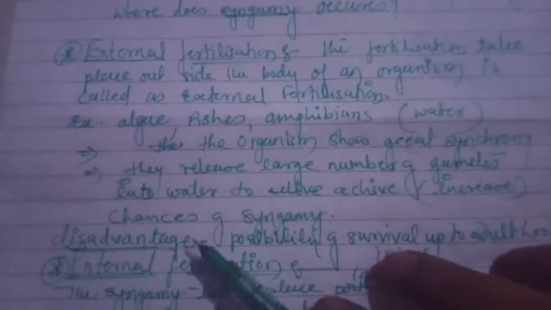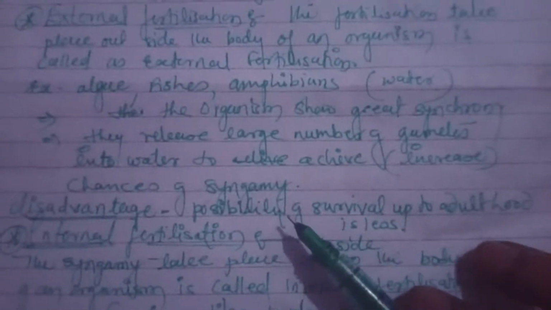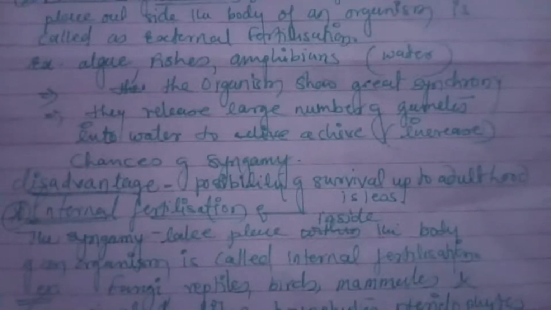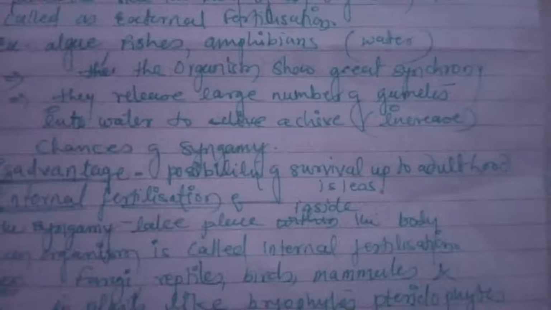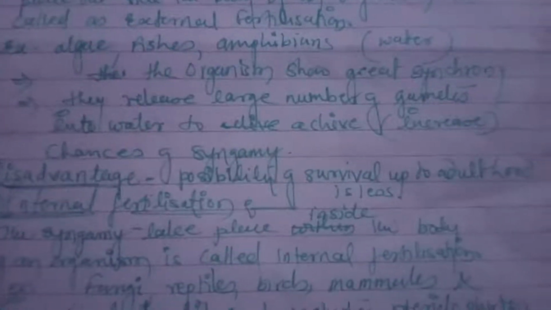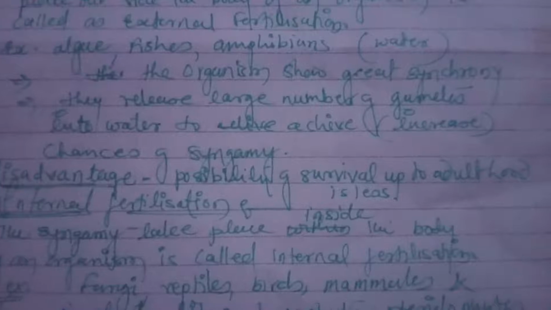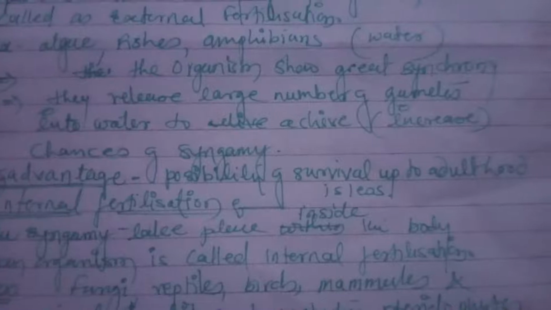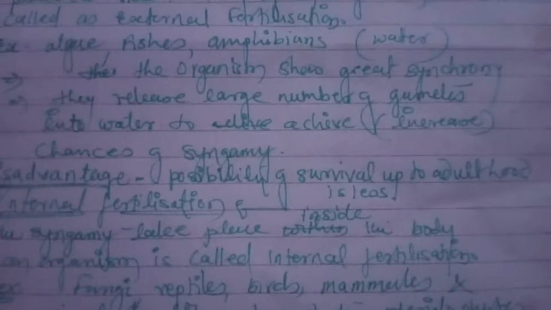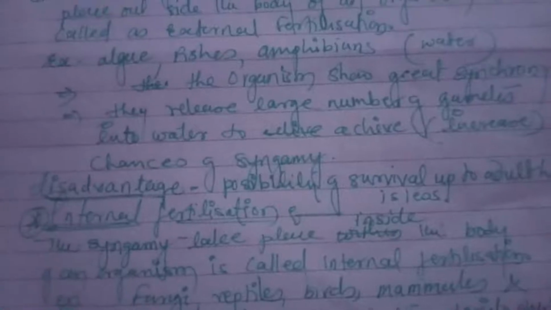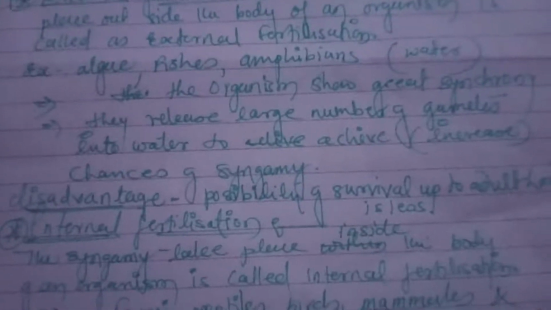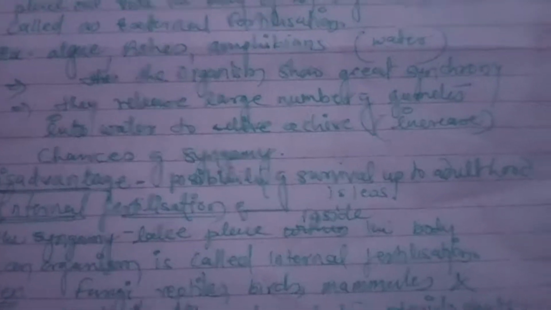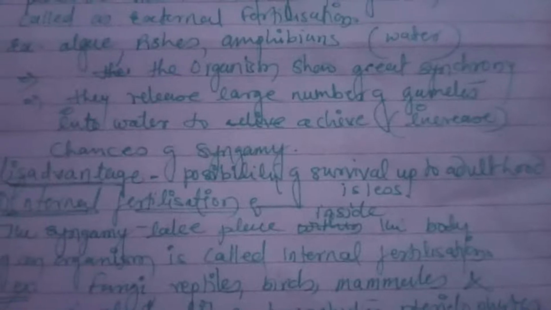What is the disadvantage of external fertilization? This is a knowledge-based question. Here what is going to happen, the possibility of survival up to adulthood is very less. That is, egg and sperm are produced, then they become a zygote by fertilization, and then their survival up to adulthood is much lower. So what is the disadvantage of external fertilization? The possibility of survival up to adulthood is very less.